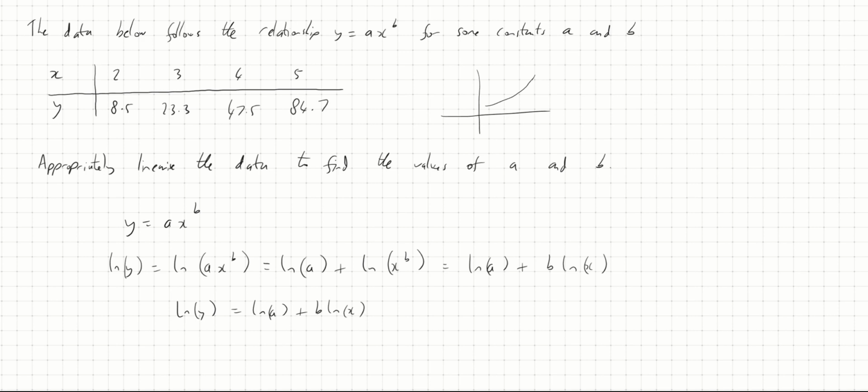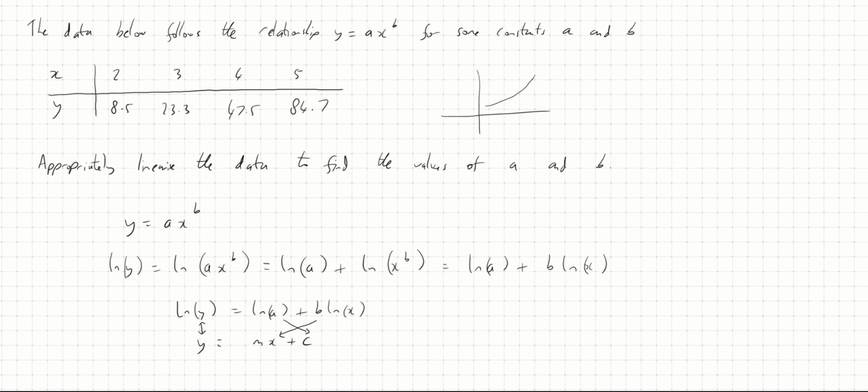Now actually this form of equation is much more akin to a straight line. Compare that with y equals mx plus c. It's the same sort of idea. Rather than y, we now have log of y. Rather than mx, we actually have b times log x, and instead of c, we have log of a.